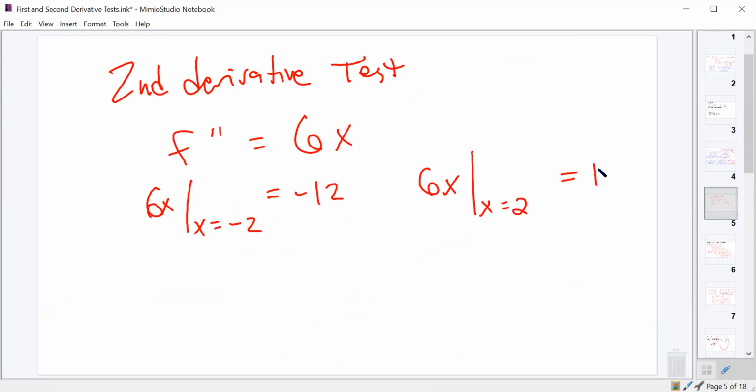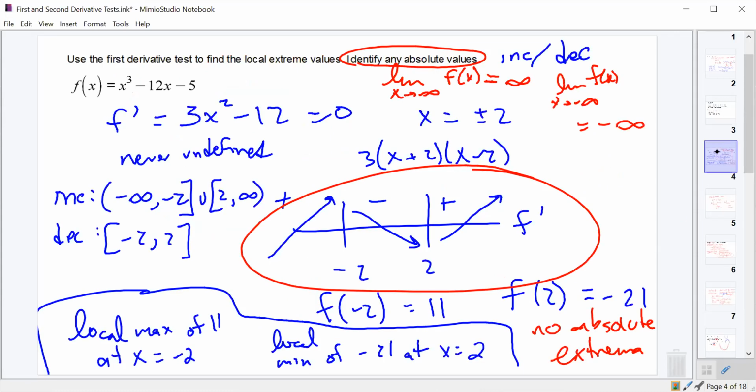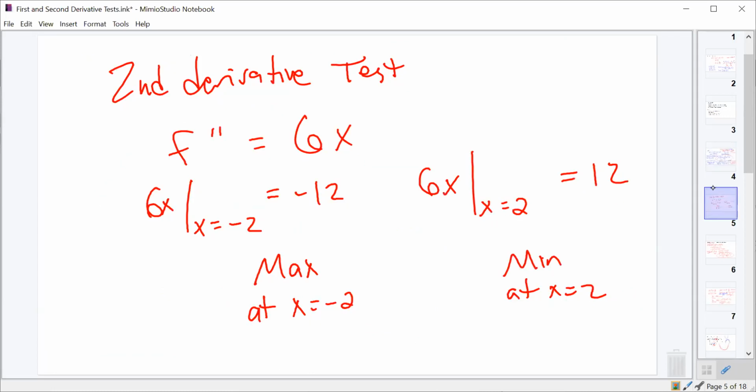-12 and +12. According to our second derivative test, if the second derivative is negative, then this should be a max at x equals -2. And if the second derivative is positive, then it should be a min at that value. And that's exactly what we got: a max at -2 and a min at 2. Well, why does that work?